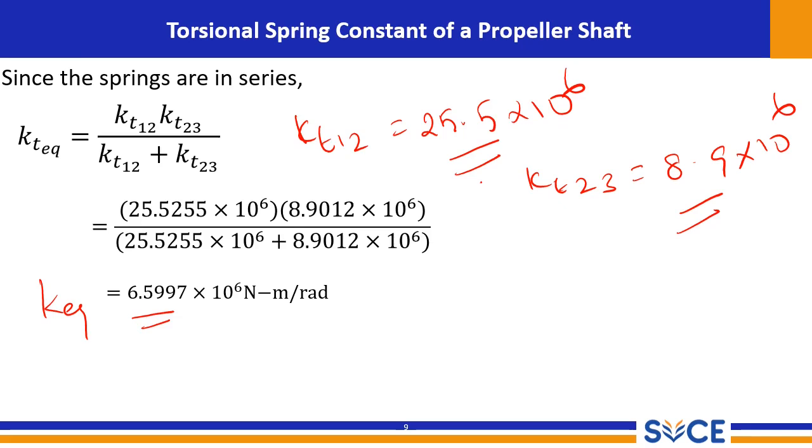By understanding how to combine torsional spring constants in series, we can accurately determine the overall torsional stiffness of complex shafts like the propeller shaft we just analyzed. This is crucial for predicting the shaft's behavior under torsional loads and ensuring its structural integrity.